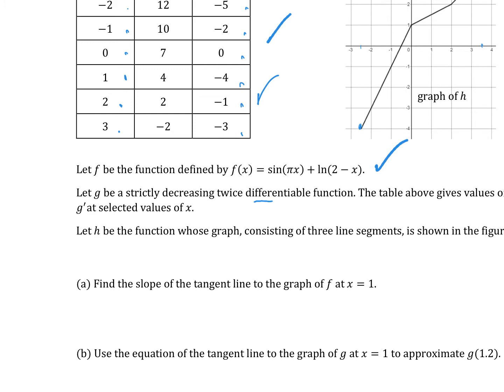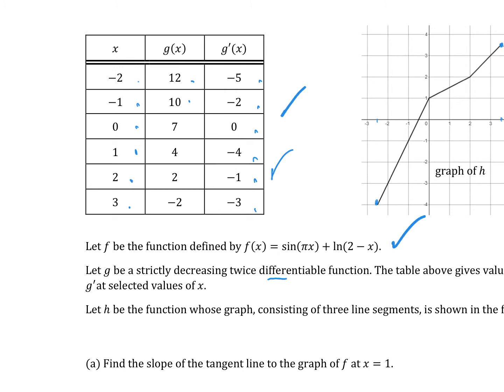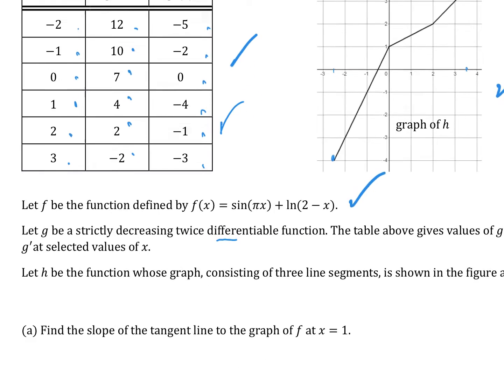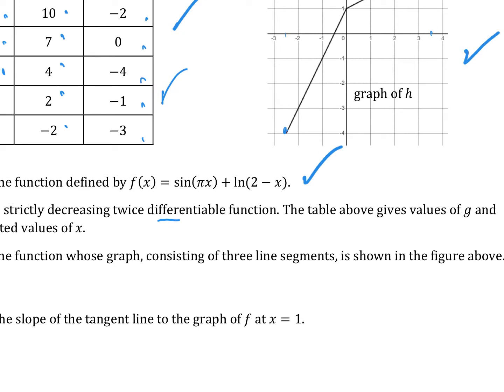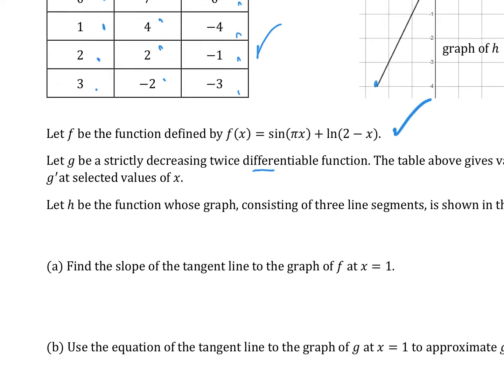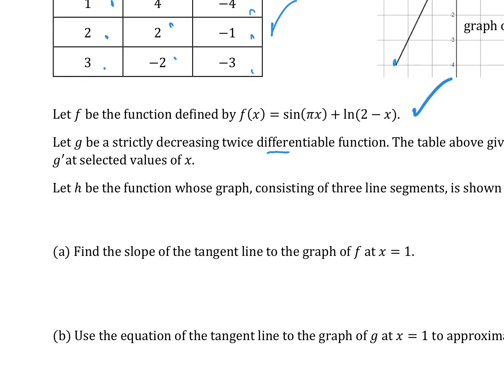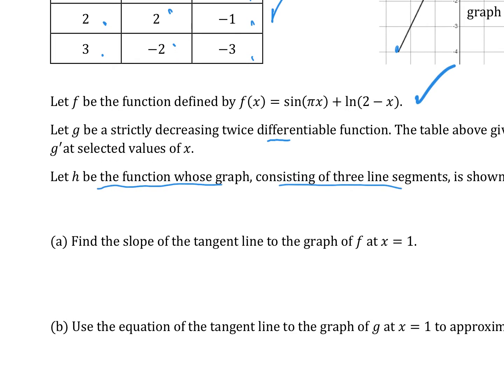And he says it's strictly decreasing, which means it's always getting lower. If you look at the functional values, 12, 10, 7, 4, 2, -2, it's constantly getting less, and you would never expect it to reverse back up and change the concavity. You wouldn't expect that. The table gives values of g and g prime. And then it says let h be a function whose graph consists of 3 line segments. Okay, wonderful.